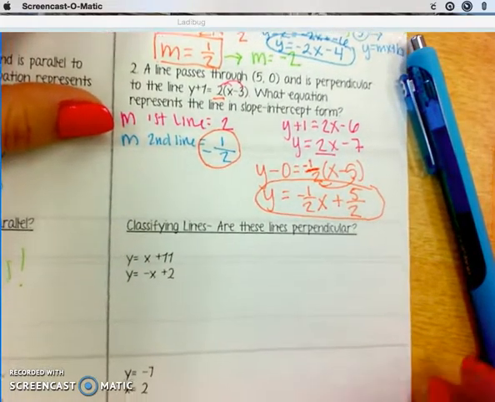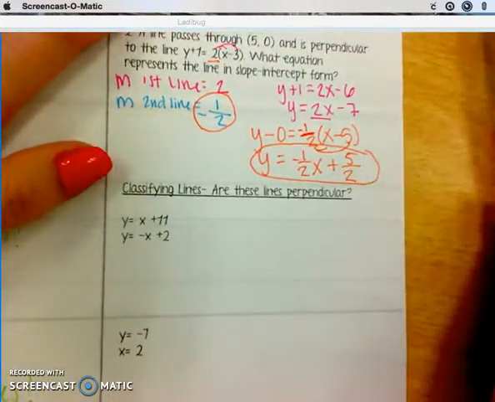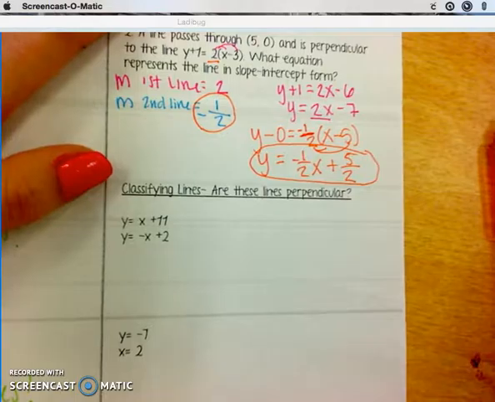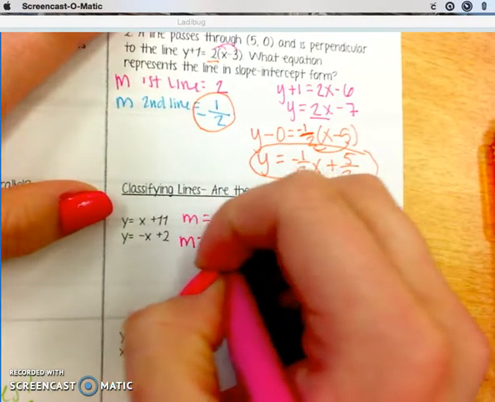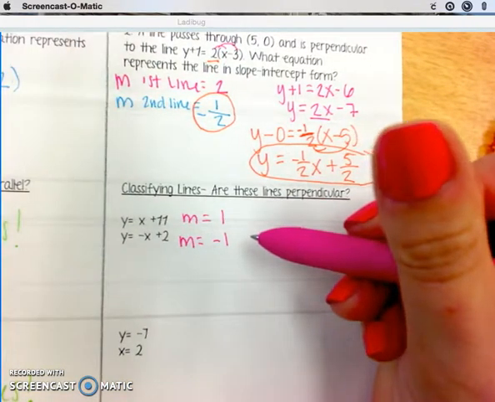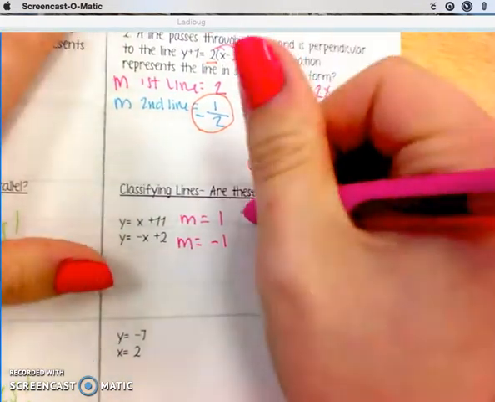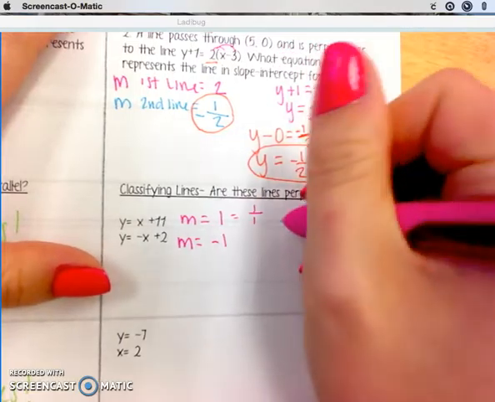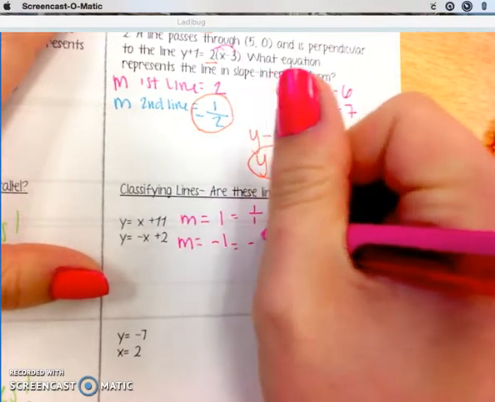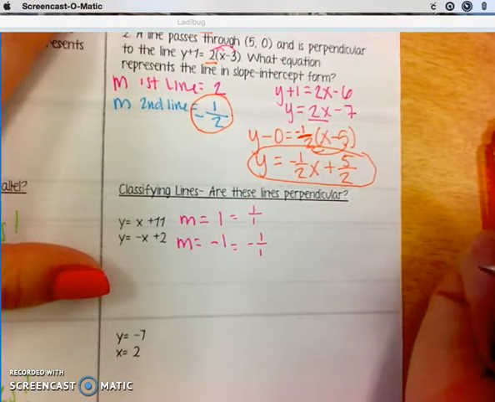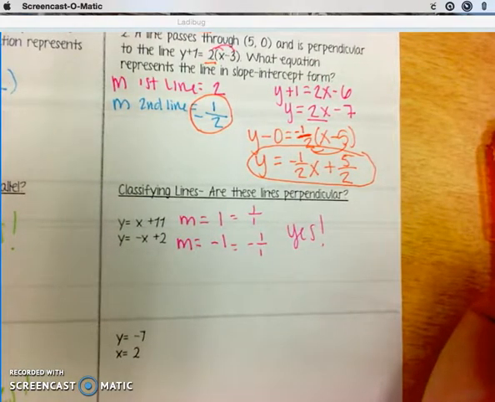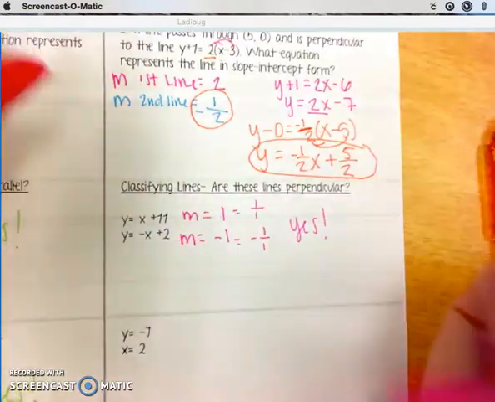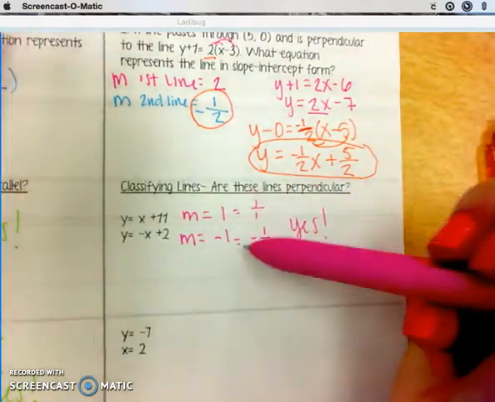Now let's classify. Are these lines perpendicular? So this m is 1 and this m is -1. Are they opposite reciprocals? Think of it as a fraction: 1 over 1, and this is -1 over 1. Yes, they are opposite reciprocals. It just so happens that it works out because it's 1 and 1 on top and bottom.